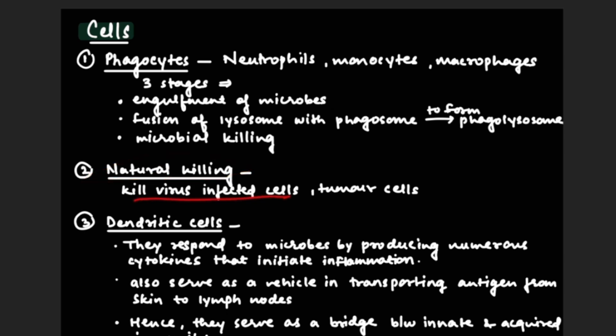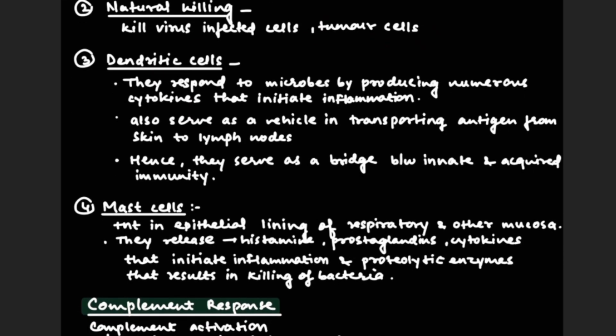The next is natural killer cells. They kill virus-infected cells as well as tumor cells. Then third is dendritic cells. They respond to microbes by producing numerous cytokines. Basically, dendritic cells produce cytokines and this initiates inflammation. As well, they act as transporters for the antigen from the skin to the lymph nodes. Hence they serve as a bridge between innate and acquired immunity.